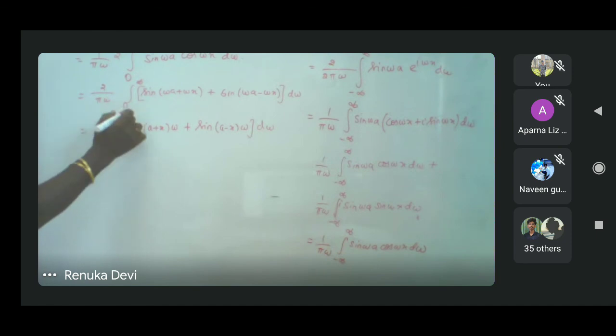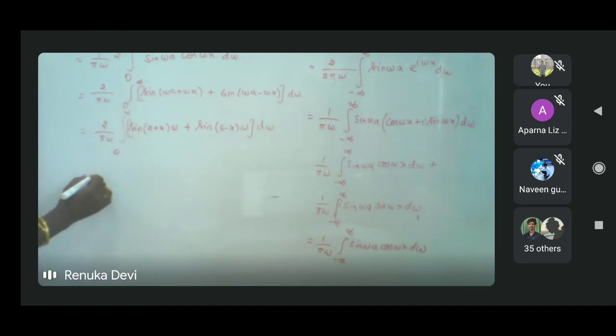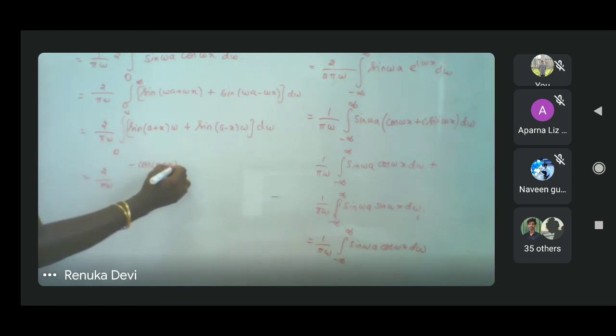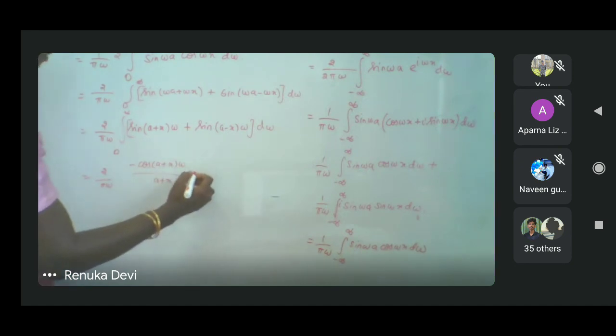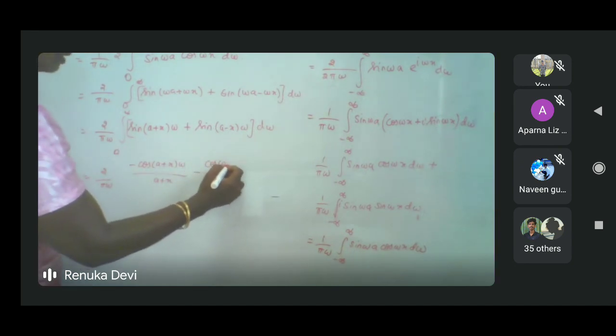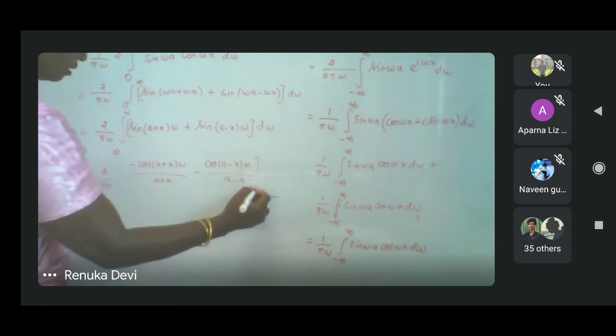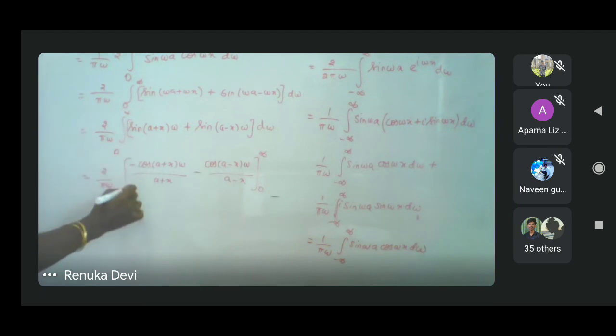From 0 to infinity, so what is this? Twice pi W, sine, minus cos A plus x W by A plus x, minus cos A minus x W by A minus x, from 0 to infinity.